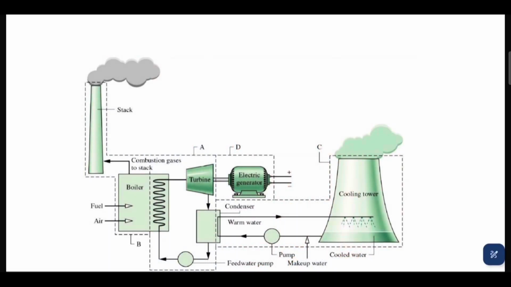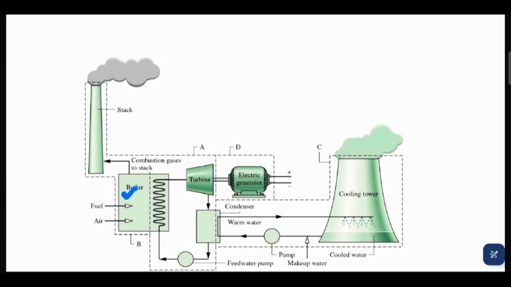This is the basic setup of a thermal power plant. In thermal power plants, we use steam to run the turbines. First of all, by using this boiler, water is converted into steam. After converting it to steam, this steam travels through the turbine and rotates it. By rotating the turbine, the mechanical energy is converted into electrical energy by using an electrical generator.